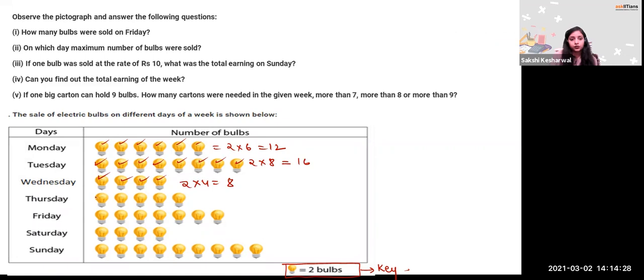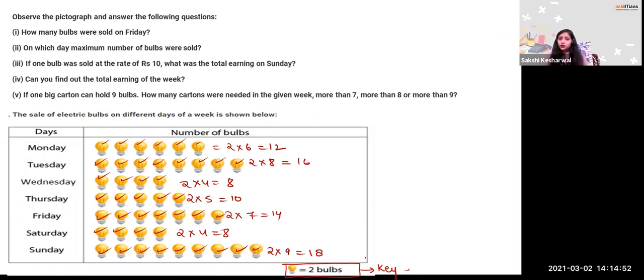8. Now coming to Thursday, 1, 2, 3, 4, 5. So it will be 2 into 5, which equals 10. Now coming to Friday, 1, 2, 3, 4, 5, 6, 7. So it is 2 into 7, which equals 14. Now Saturday, 1, 2, 3, 4. So 2 into 4, which equals 8. Now coming to Sunday, 1 to 9. So it is 2 into 9, which equals 18, right? I just wrote it.